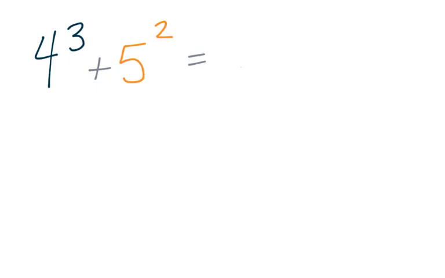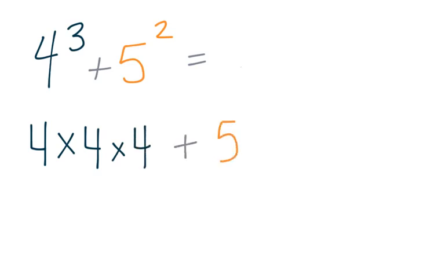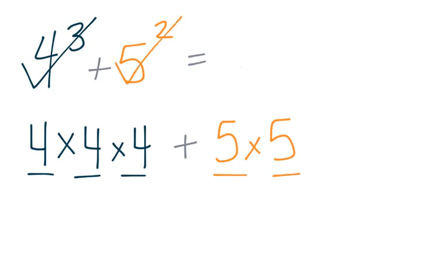So what you're going to do, you're not solving this one. They want you to write it in expanded form. So you're going to take your 4 and you're going to multiply it together 3 times. Then put your addition sign and then put your 5 times 5. We have 1, 2, 3 4s and 1, 2 5s. That's what I want for expanded form. I want you to do the same thing with number 7. Now let's look at number 8.